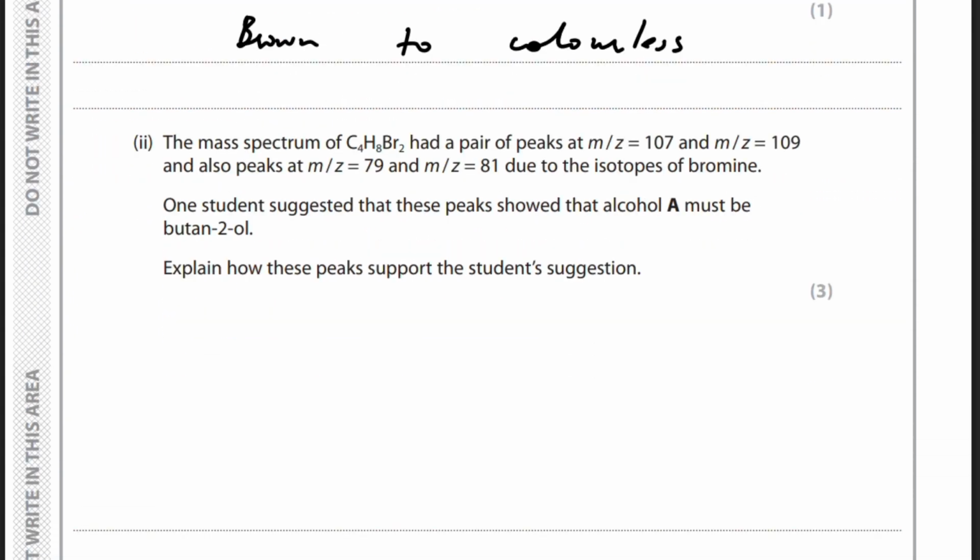The mass spectrum of C4H8Br2 had a pair of peaks at m over z 107 and m over z 109, and also peaks at m over z 79 and m over z 81 due to isotopes of bromine. One student suggested that these peaks showed that alcohol A must be butan-2-ol. Explain how these peaks support the student's suggestion. So, what do you think? Why do these peaks suggest that the alcohol is butan-2-ol?